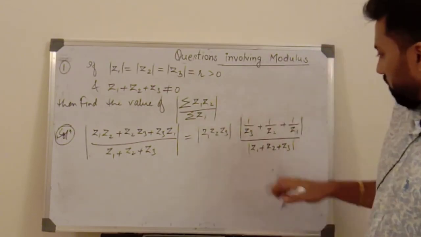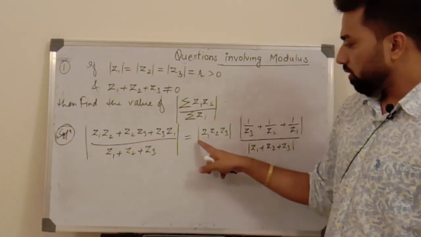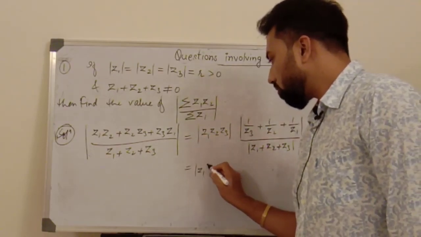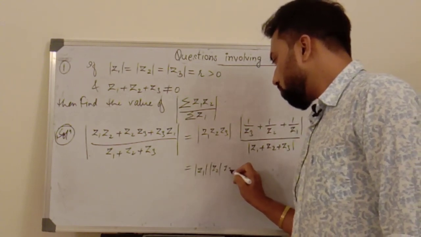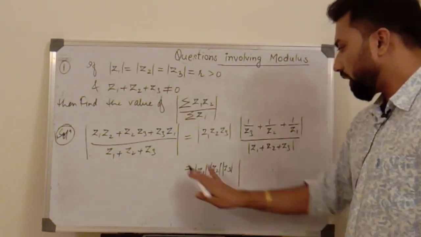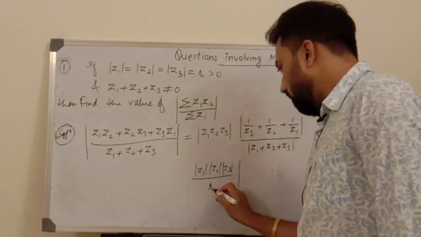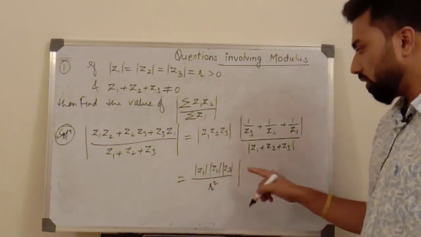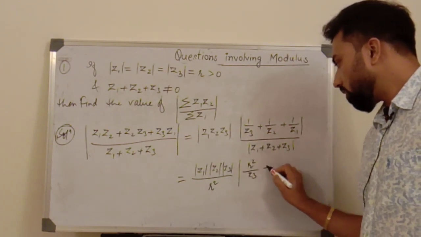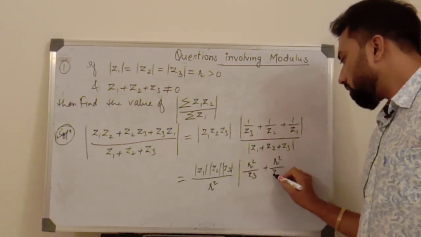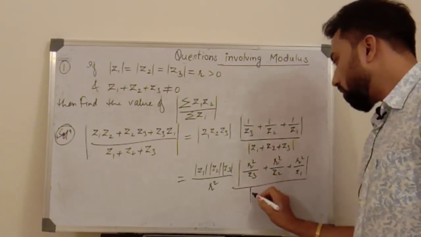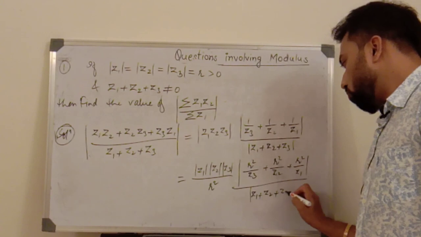Now this will become modulus of z1 into modulus of z2 into modulus of z3, and here we'll multiply with r square and divide with r square. Why I'm doing this, you will understand. R square we are multiplying, so it will become r square by z3 plus r square by z2 plus r square by z1, upon mod of z1 plus z2 plus z3.